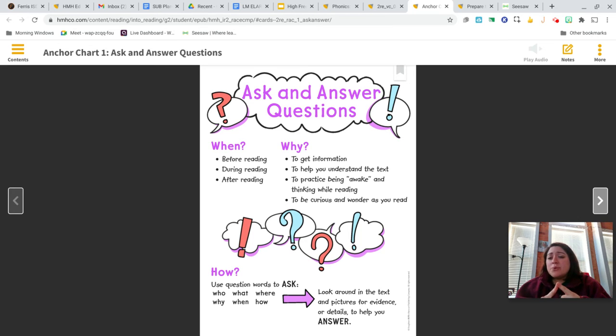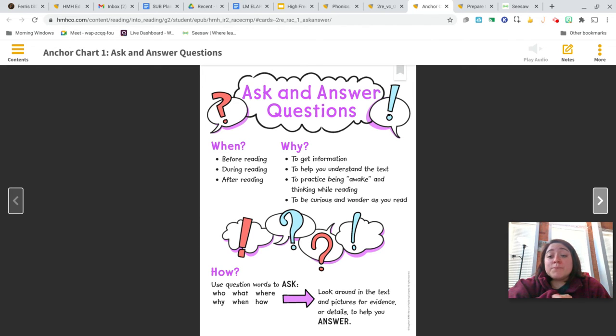Why is it so important? Sometimes it's important to get information when we're reading an informational book. Remember, Miss Wellington's always falling back to those animal books. It may have really good facts or something for you to understand. So the next one says to help you understand the text. So it's going to help you understand what that animal is. So if I look through my book, I'm going to like, oh my goodness, this is about tigers. So it says here, the next one is to practice being awake and thinking while reading, because sometimes reading material can be not so fun.